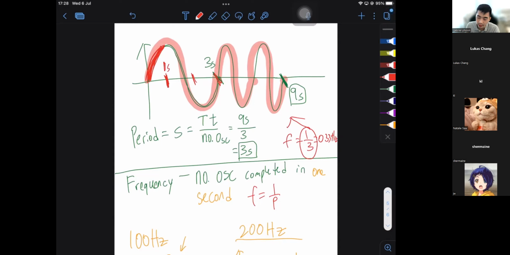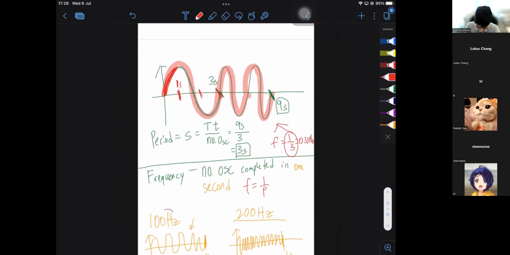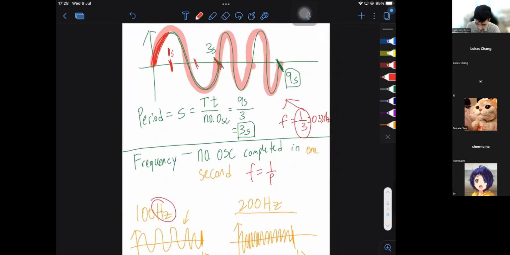So in other words, you just need to know that frequency is the number of oscillations per second, guys. Very, very important. And obviously it is measured in hertz, guys. I'm pretty sure you've heard of this word before, but never really thought about it.